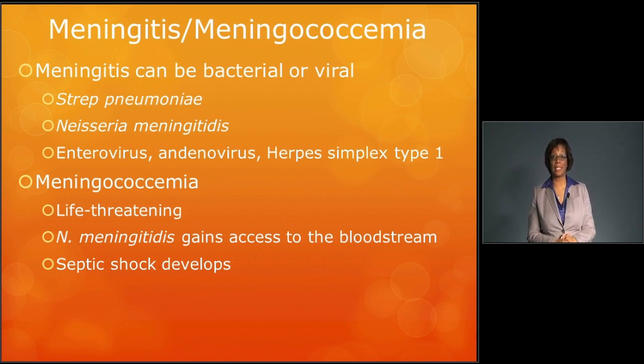Meningitis and meningococcemia. Meningitis can be either viral or bacterial etiology, and we listed a few of the things that commonly cause meningitis in children. Meningococcemia would be a septic presentation of this, and typically is caused by Neisseria meningitidis. It gains access into the bloodstream and causes sepsis.